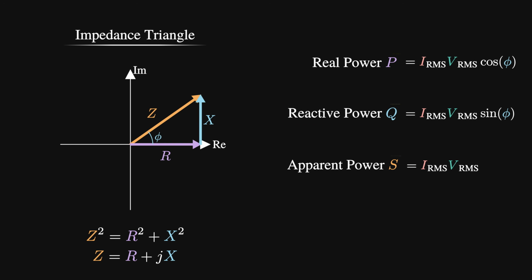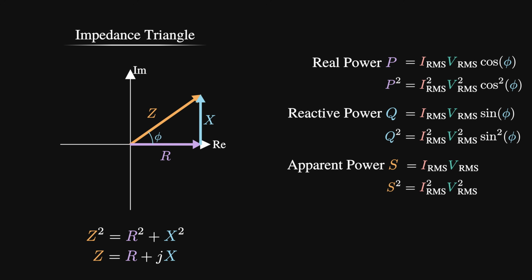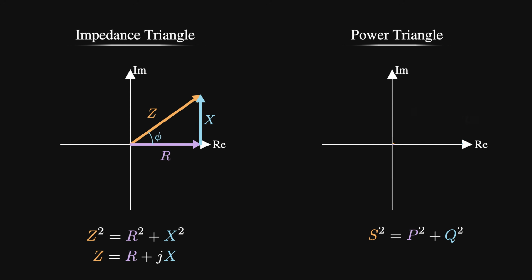It turns out that our 3 power expressions work in the exact same way. If we calculated P squared, Q squared, and S squared, you'll see that the equations match up like so, such that S squared is equal to P squared plus Q squared. So just like impedance, the powers make up a right-angled triangle. Best of all, these 2 triangles have the same angle, phi, the phase difference between the voltage and current. Just like the impedance, we can write the apparent power as a complex number as well. This complex number, of course, has a real part equal to the real power, and an imaginary part equal to the reactive power.